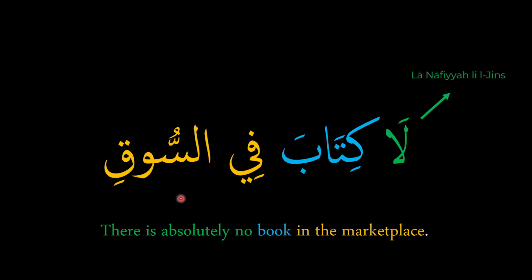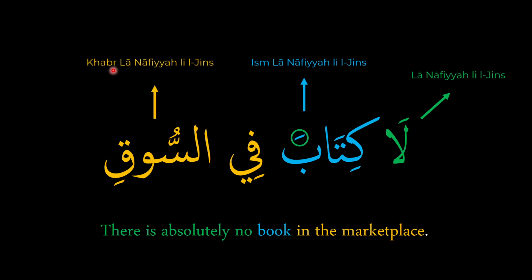The breakdown of this would be: we have our Lā Nāfiyyah l-Jins, which is a particular type of harf, and it is our sentence modifier. Then we have its ism, which is put into a state of nasb, known as the ism of Lā Nāfiyyah l-Jins. Then finally, we have the khabar of Lā Nāfiyyah l-Jins.